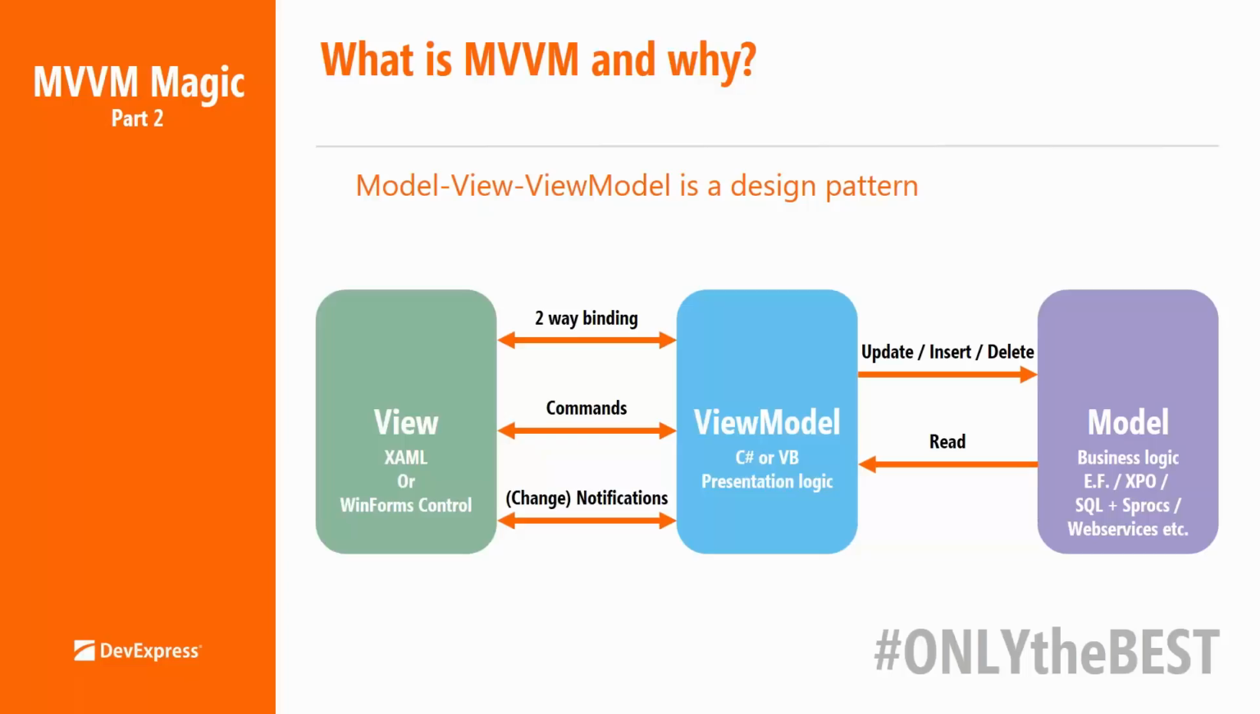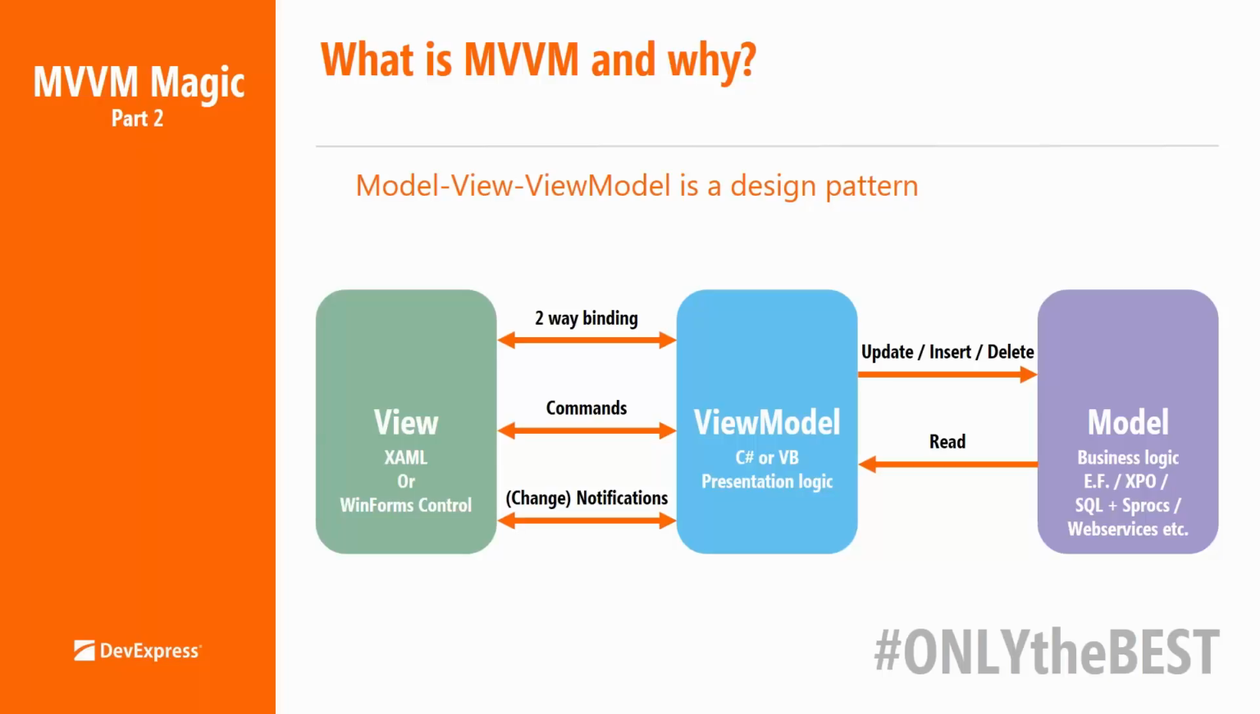So basically, what is MVVM and why? It's a design pattern which allows you to separate the business logic from the interaction on the UI, and you have a view which will only bind to properties or certain methods on the view model. And that creates a nice separation of your logic inside your application. So that is in a nutshell what MVVM is all about.